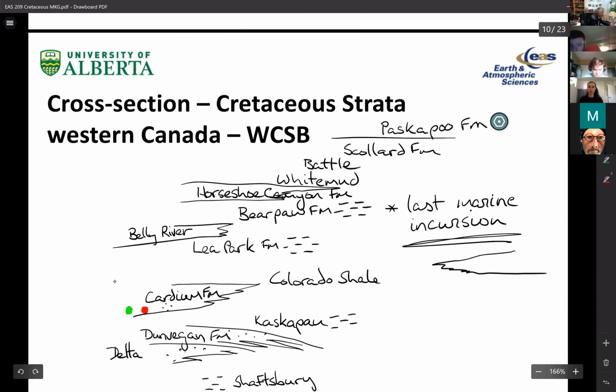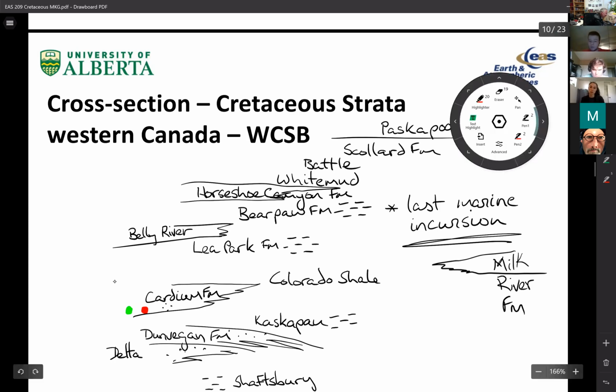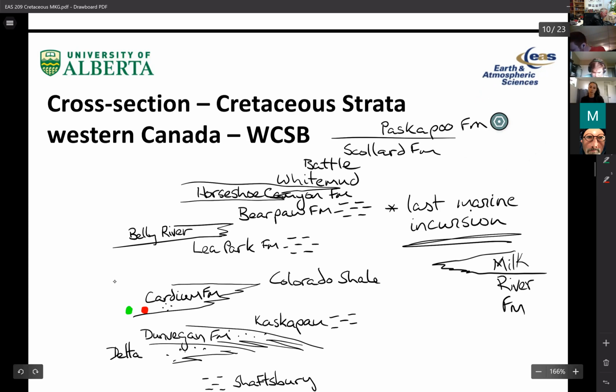So we've gone back to the stratigraphy. I forgot to add in the Milk River Formation. And the Milk River Formation is important economically in Alberta because it has one of the largest gas fields in the world in it, and that's called the Alderson gas field that straddles Alberta and Saskatchewan.